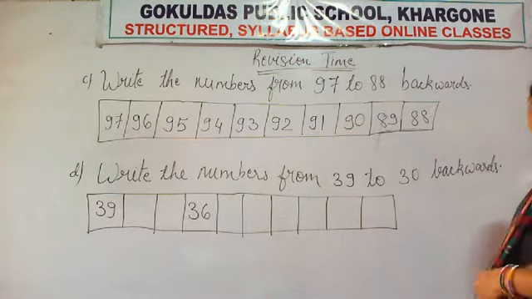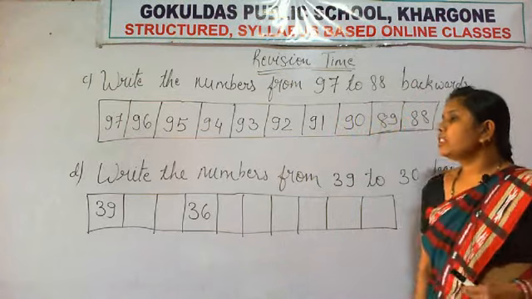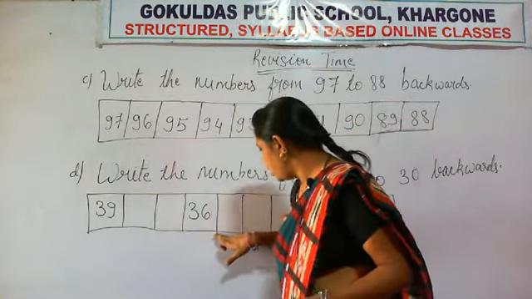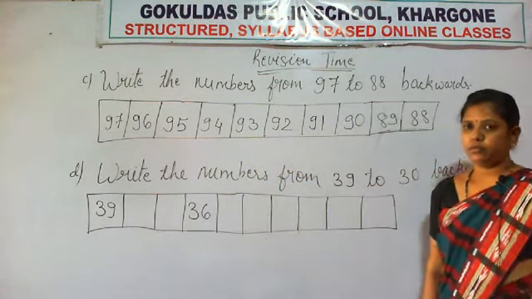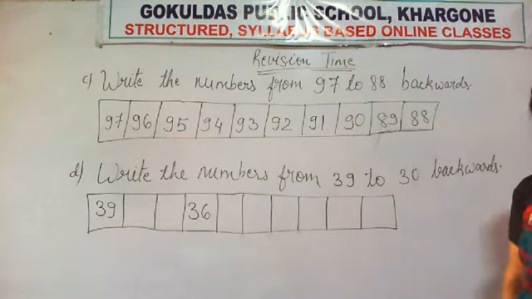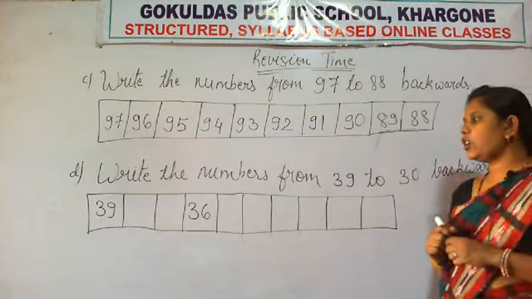While writing backward numbers, all you have to do is write the before number. One step, write the before number. So this will be easy for you. Write fast. Check your answer.